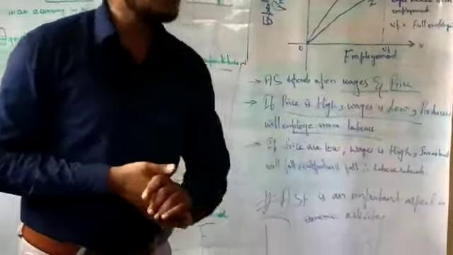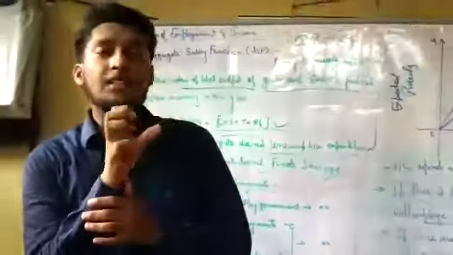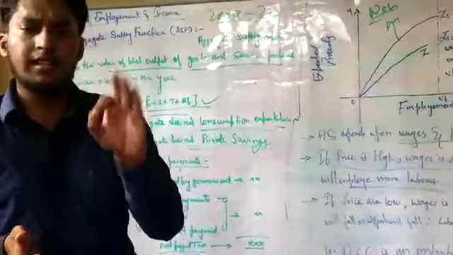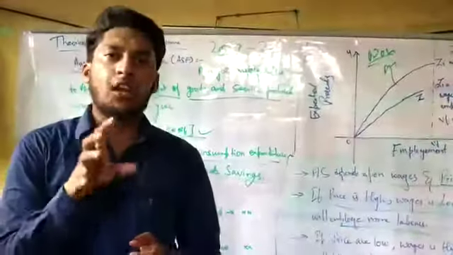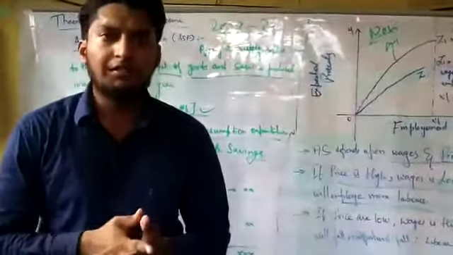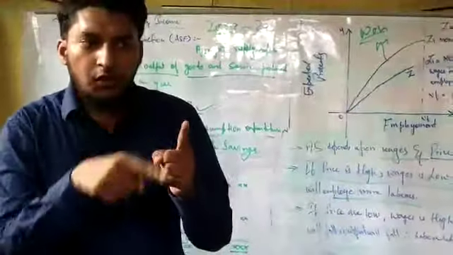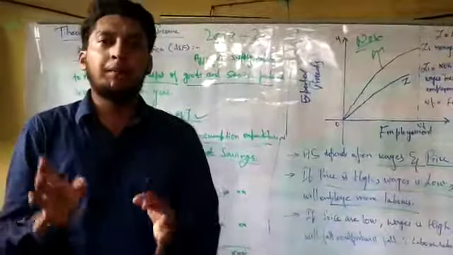ASF is an important aspect in economic activity. Economic activity can be understood with the help of the aggregate supply function. With the aggregate supply function, you can understand the unemployment problem that every country is facing nowadays. How can you solve it? You just reduce the wages. When you reduce the wages, extra people can work and the unemployment will reduce.